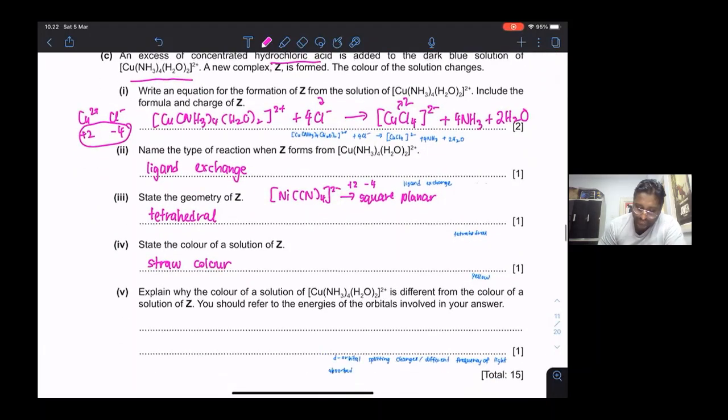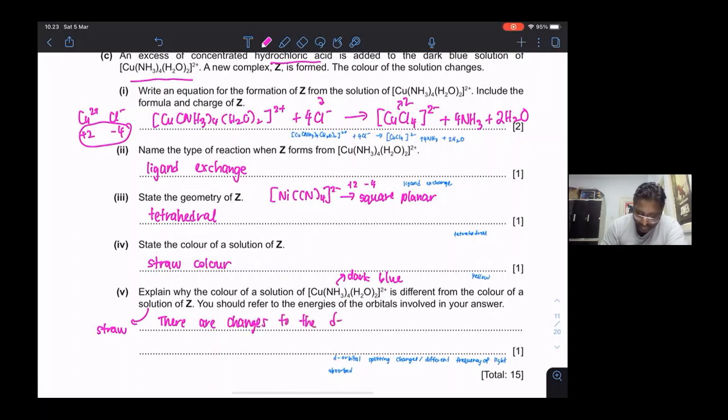Explain why the color of the solution is different from the color of the solution just now. They say dark blue solution, and now the color is going to become straw colored. So you need to tell why there are two different colors. No point in talking about d orbital splitting anymore, but you need to tell that the d orbital splitting changes. It means there is going to be a different energy level.